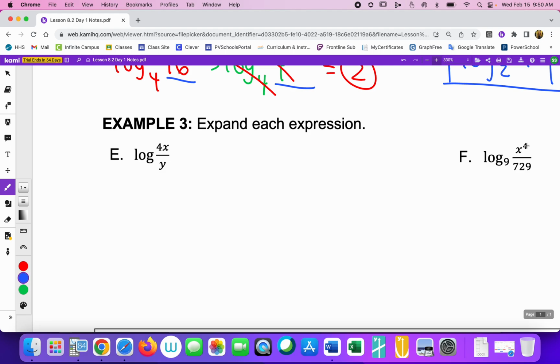Now you'll notice there's no base. We're going to talk about that in a few minutes. If there's no base, then just leave it that way. There's one value that doesn't have to be written. So it'd be log of 4x minus log of y. Now we are not finished yet. Can anyone tell me why? Is there anything else that can be split apart?